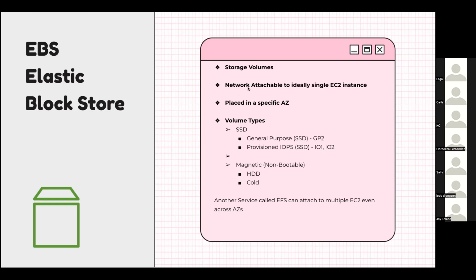It's network attached, ideally to a single EC2. No? If you need multiple, then you can use EFS or FSx instead. No? It's placed in a single availability zone. Okay, you can deploy it. You can make a copy and then put it in another availability zone, but each EBS is under one availability zone only. And you have many volume types. Okay, the SSD, the general purpose or provisioned. You put the input and output per second that you want. Or you can use the older version, the HDD or magnetic. You can have throughput optimized or cold. No?